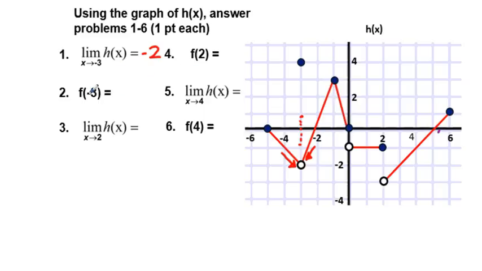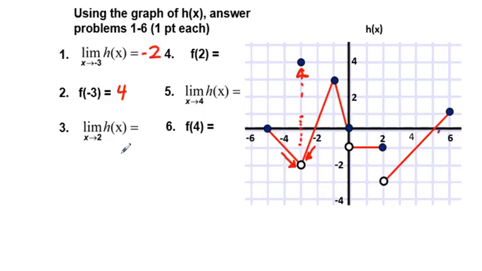Problem 2, f of -3 is: if we go to the value of -3, well, there's a hole down here where the limit is, but if we go up here, we see this point whose value is 4. So f of -3 is 4. So at x equals -3, we do not have continuity because the limit, which is -2, does not equal the value of the function, which is 4.